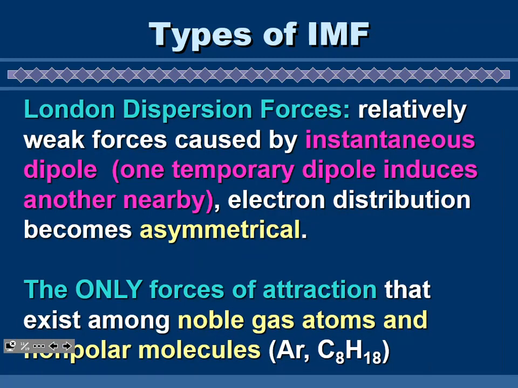So, London dispersion forces, weak forces caused by instantaneous dipoles. Electron distribution becomes asymmetrical. And this is the only force of attraction that exists among noble gases or nonpolar molecules. But you'll see that nonpolar molecules and noble gases, things like that, they're pretty much gases or liquids at room temperature because they don't have a whole lot of forces holding them together. And you can relate the phase to it because if the intermolecular force is stronger, it's more likely to be a solid or a liquid because you have these things attracting to each other and therefore keeping the phase in check.